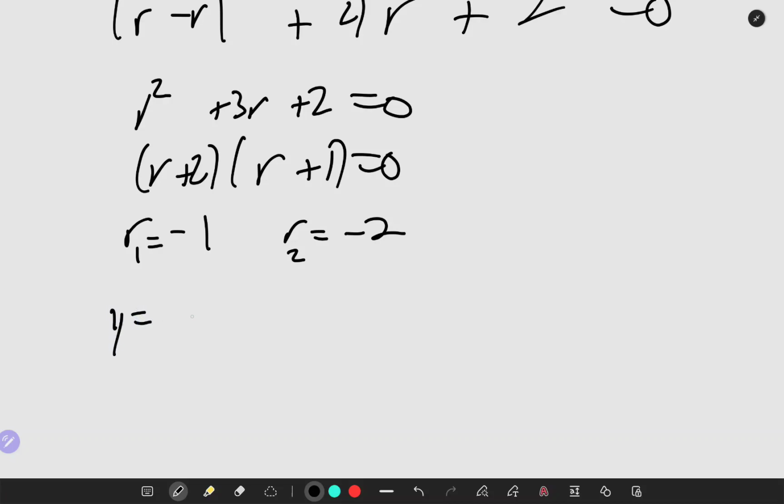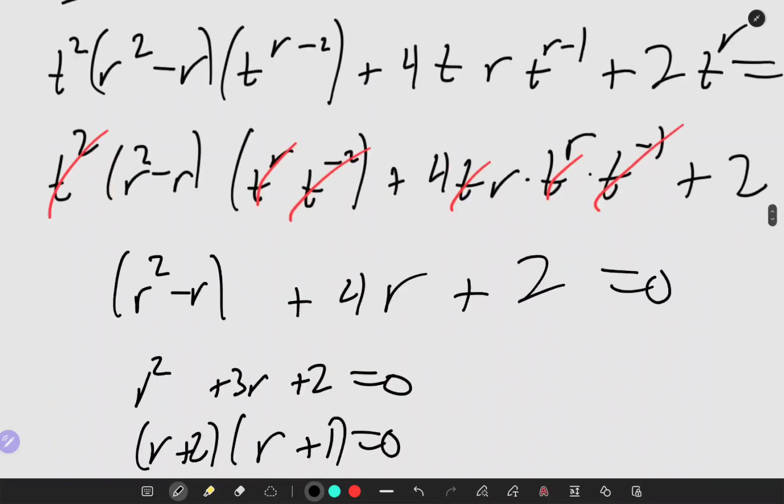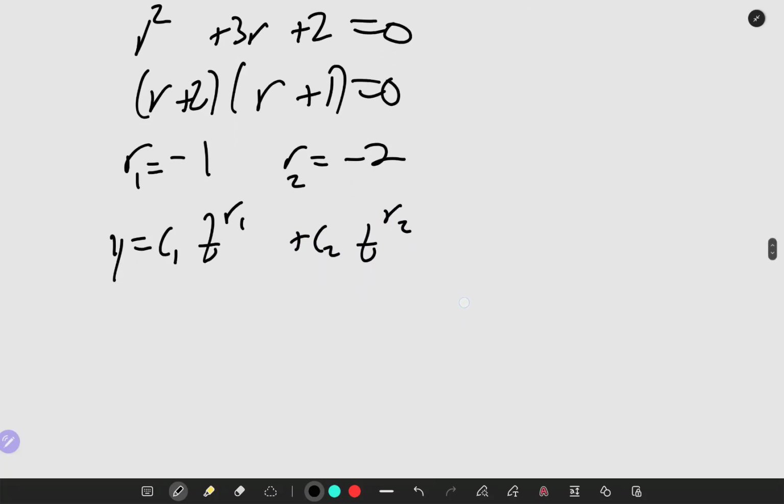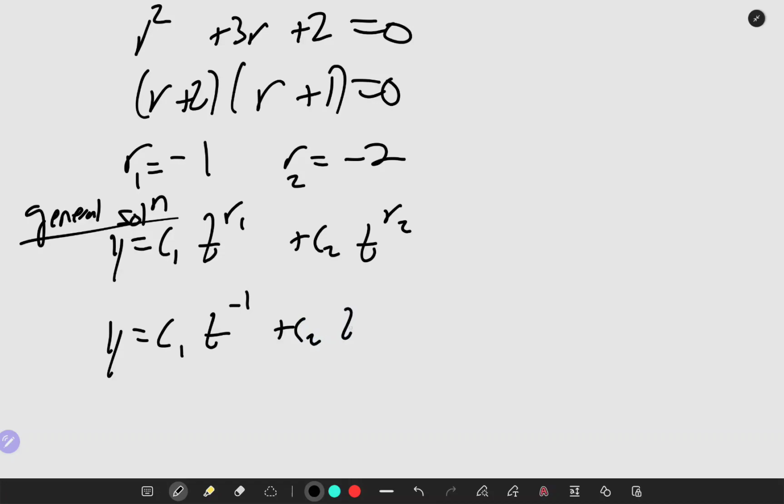So then y, remember, C1, R, so remember it's x. Sorry, in this case, t. They gave us t to the R1 plus C2 t to the R2. So our general solution is C1 t to the negative 1 plus C2 t to the negative 2.